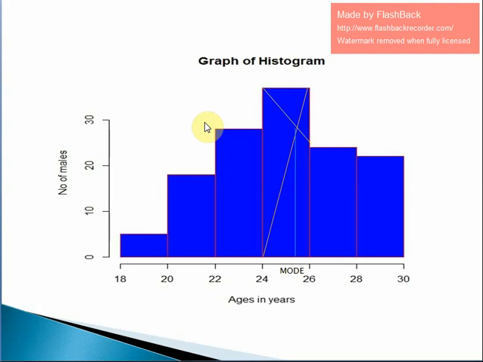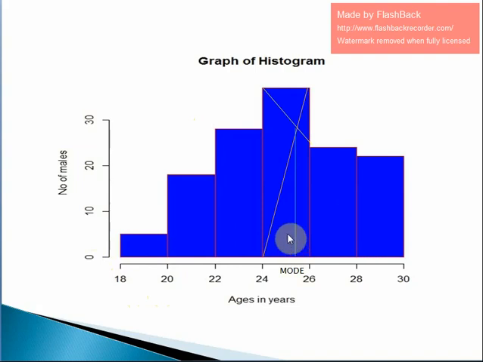Friends, good morning. Previously, we have seen how to draw the graph of a histogram. To draw the graph of a histogram, take the class intervals on the x-axis and the corresponding frequencies on the y-axis, and draw all the adjacent rectangles.